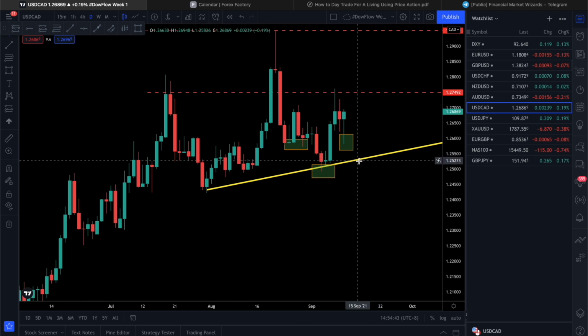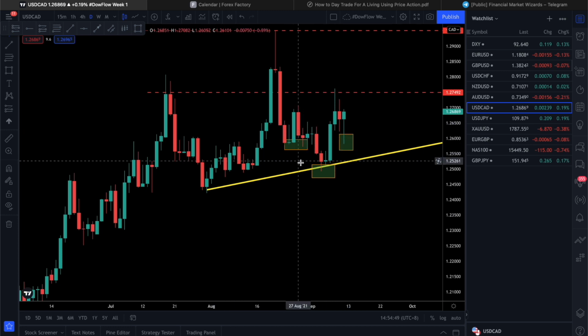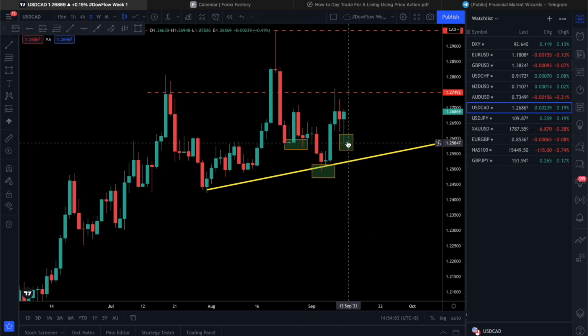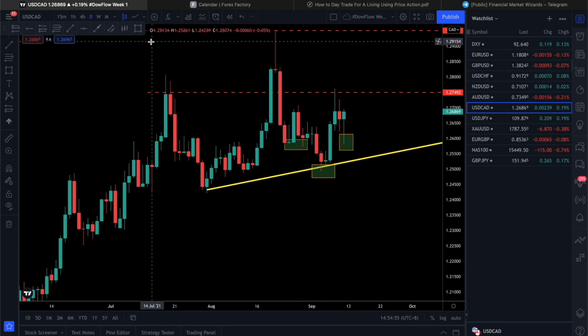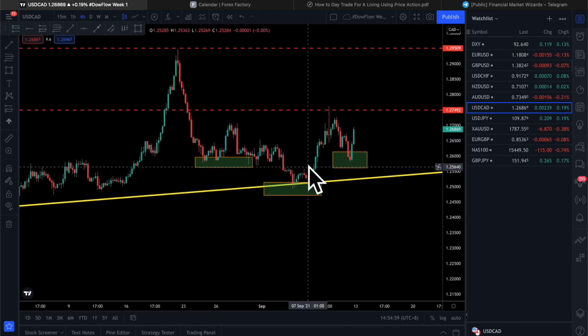Now, if you are a bit more detailed or a bit more meticulous, you should also see that there is a form of inverted head and shoulders pattern right here. So this is the left shoulder, this is the head, and this is the right shoulder. If you can't see it, just switch over to the H4 chart and I think it's pretty clear. So dollar CAD is definitely bullish. The only question is, where do you buy?